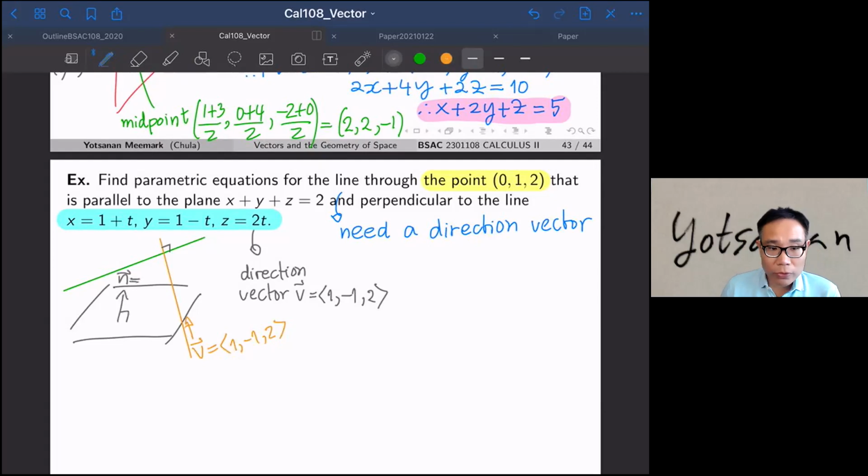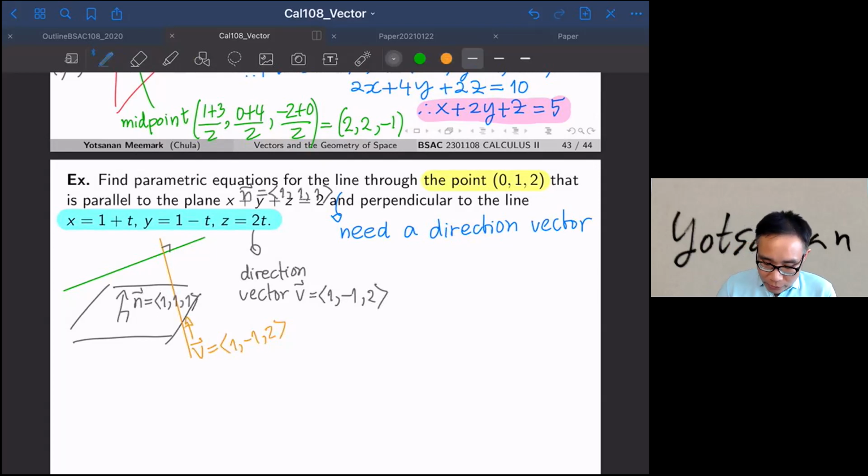So you have the normal vector n equal to what? 1, 1, 1, right? So the plane has normal vector 1, 1, 1. So n is 1, 1, 1. That is going to be all of the information that we have.